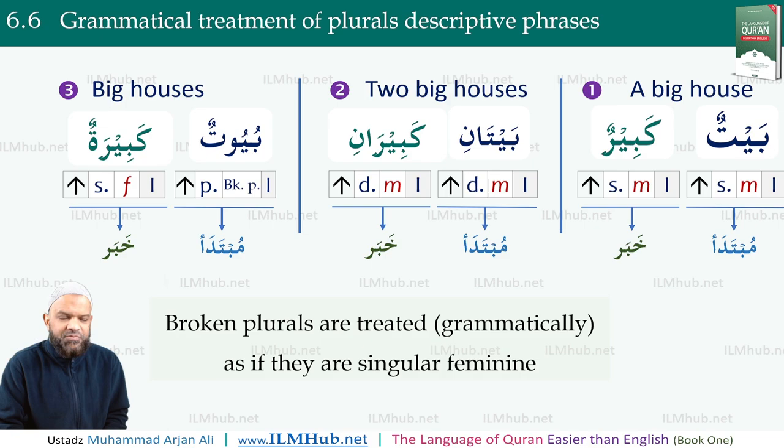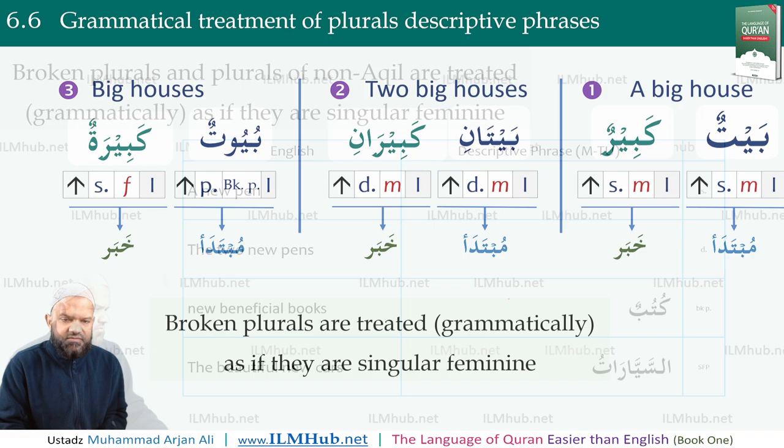So, broken plurals and the plurals of non-aqil. Non-aqil, I mentioned it in the number lesson as well. You'll see it again and again, especially when you go to see verbs. It applies all throughout the language. Can be, in most cases, treated as singular feminine. There are occasions when it is not. But this is a very, very important point for you to note, which is significantly different from what we've been learning so far. Time for another exercise.